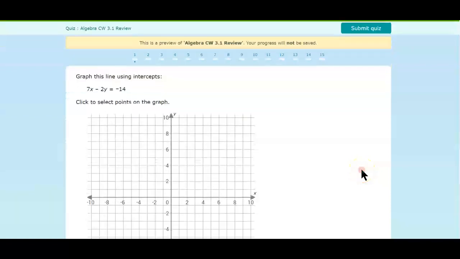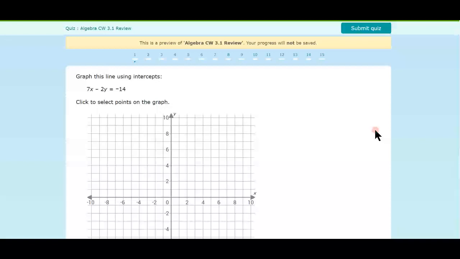This is a review of our classwork 3.1. This is in preparation for your quiz Friday, or for those of you who are absent Tuesday, a review for your quiz Thursday.